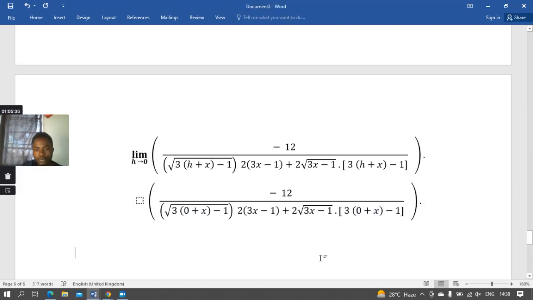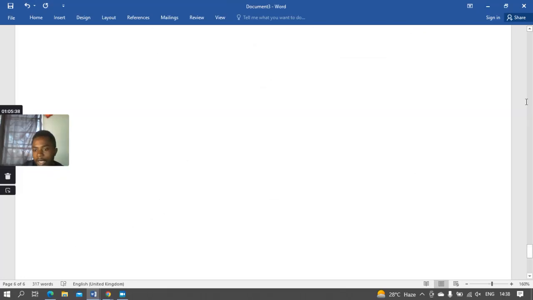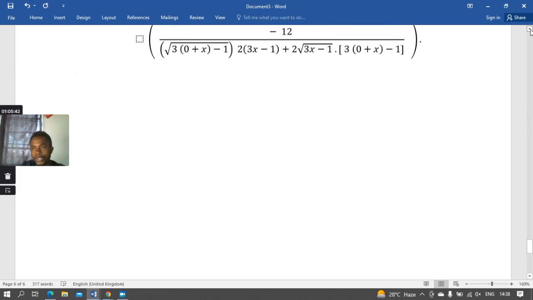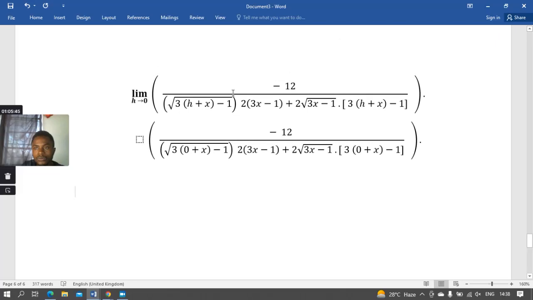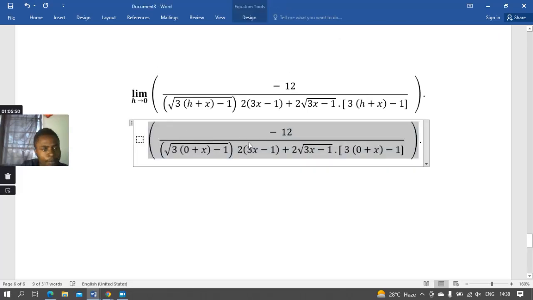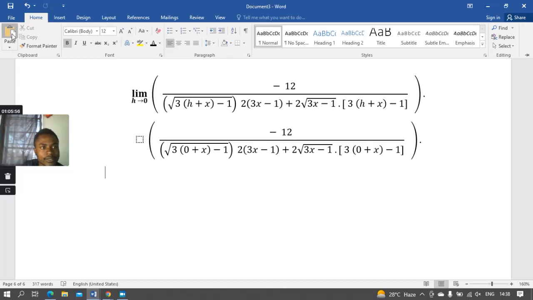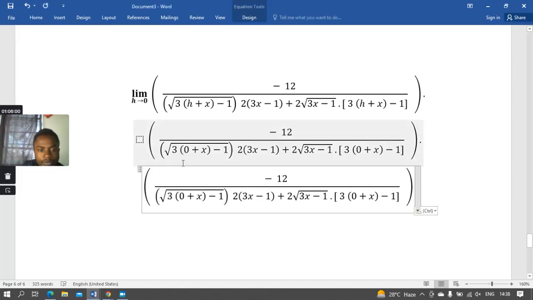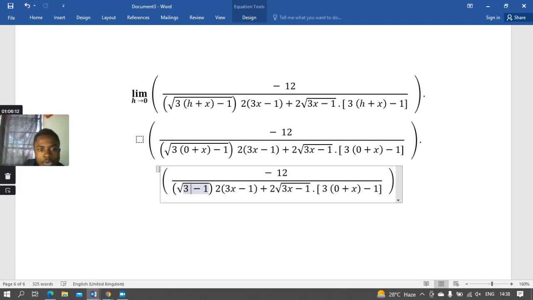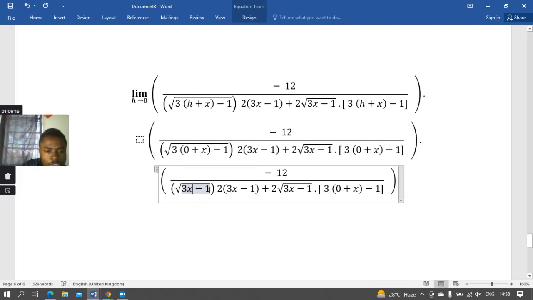So we have put 0 where there is H. I hope you guys are following. Like I said, this question is a bit involving, but it's easy to do. We have replaced H with 0. That means 3 times 0 is 0. So this expression will change to 3x minus 1, because 3 times x is 3x, and 3 times 0 is 0, so this one will not be affected.